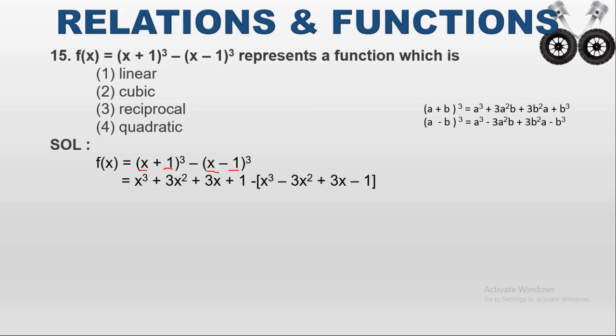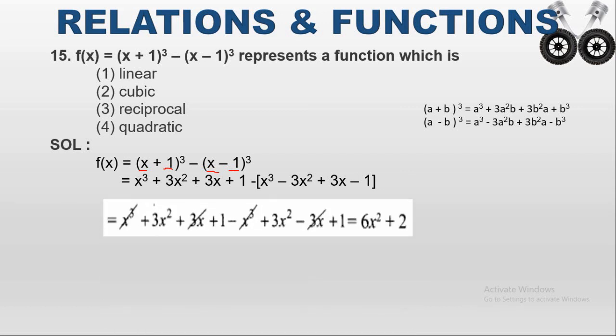So now bring the minus sign inside here. It will become x cube plus 3x square plus 3x plus 1 minus x cube. So here minus into minus it will become plus, so plus 3x square. Then minus into plus it will become minus, so minus 3x. Again minus into minus it will become plus, so plus 1. So here plus x cube and minus x cube are cancelled. Plus 3x and minus 3x are cancelled.